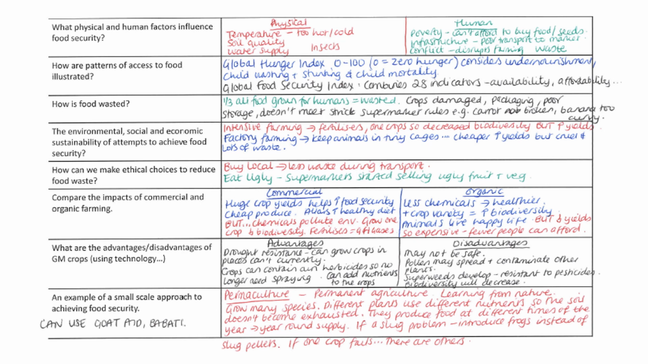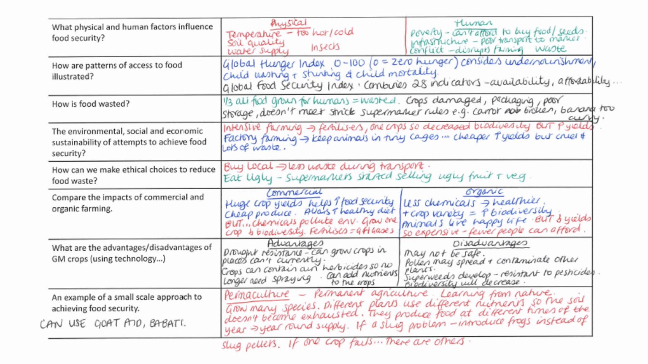Human factors include poverty. If you can't afford to buy food or you can't afford to buy seeds to grow food, you face food insecurity. If you've got poor infrastructure, you can't get your crops to market. If you've got conflict, if you've got war and fighting, you can't farm the land. It's not safe to do so, and people are moving constantly from place to place, never stopping long enough to be able to grow any food.